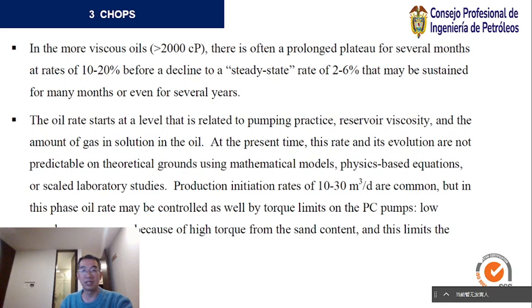Production initiation rates of 10 to 30 are common, but in this phase, oil rate may be controlled as well by the torque limit on the PCP. Low speeds are necessary because of high torque from sand content, and this limits the production rate.